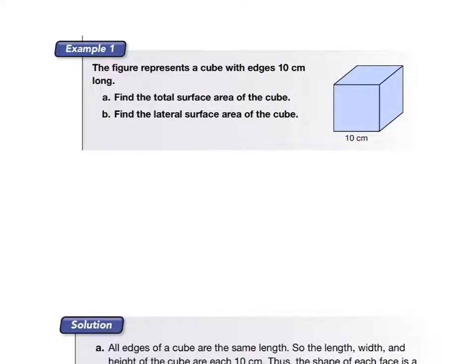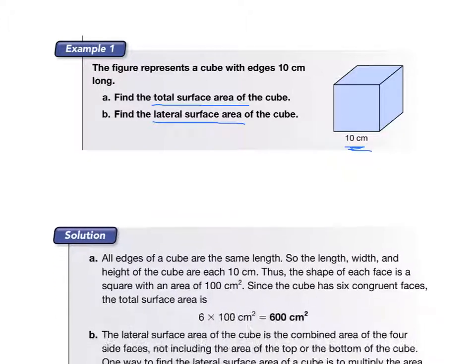Example number 1, you want to draw this in your notebook. You have a cube. So see if you can do your best at drawing a cube. And the edges of the cube, you want to label them as 10 centimeters. So we want to find the total surface area of the cube. Remember, the surface area is the outside of the cube. And then you're going to find the lateral surface area of the cube.